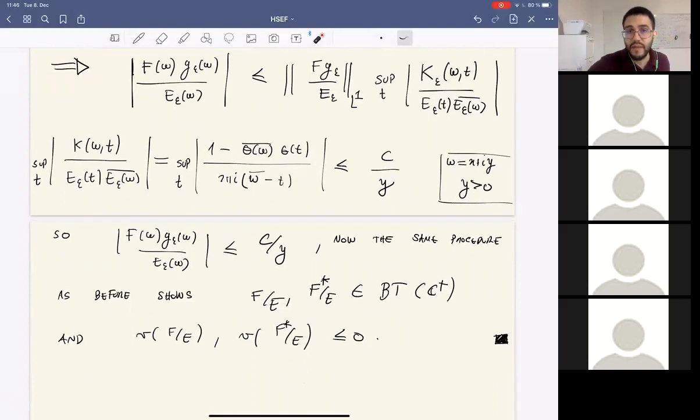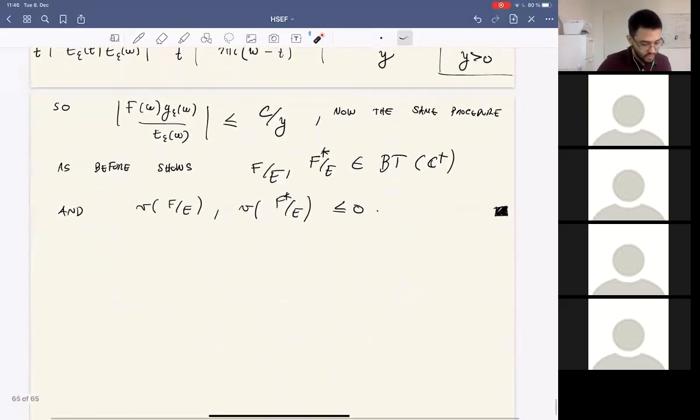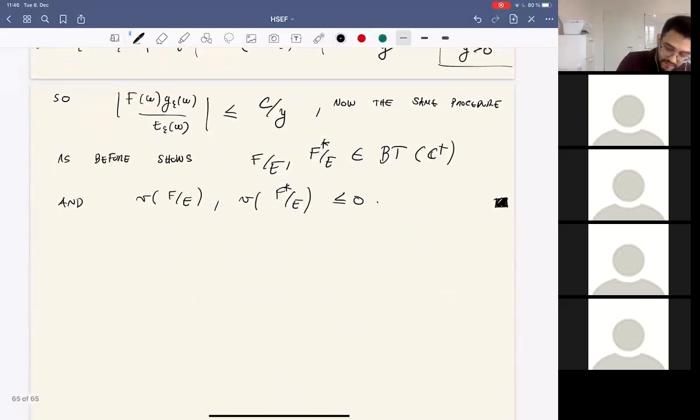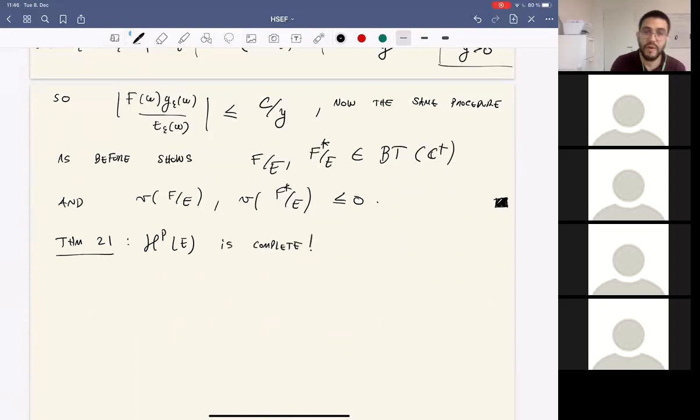Okay, so this basically finishes the class for today. I just want to state the final result, which is Theorem 21 from the book, that de Branges only shows for p equals two. So it's a Banach space, and p equals 2 is a Hilbert space.